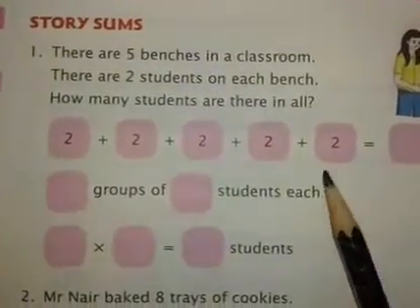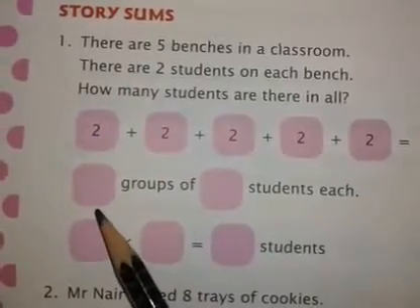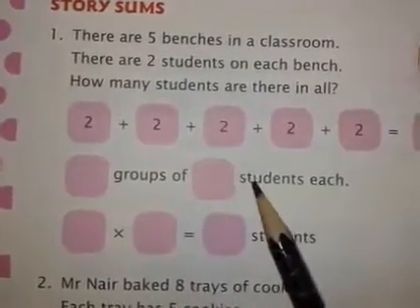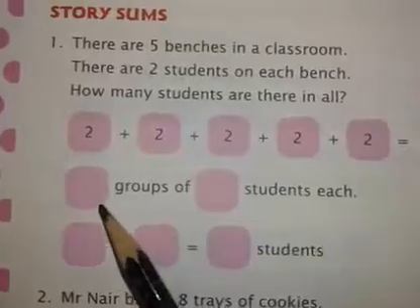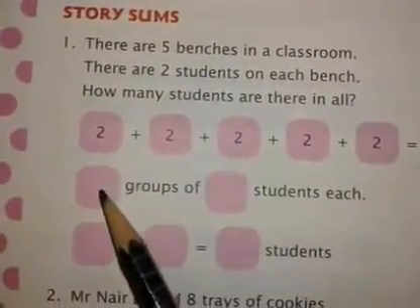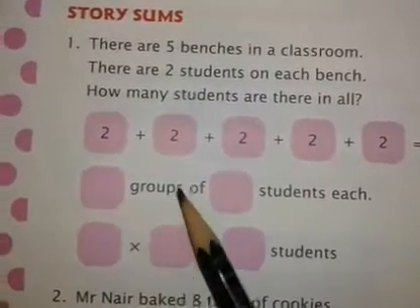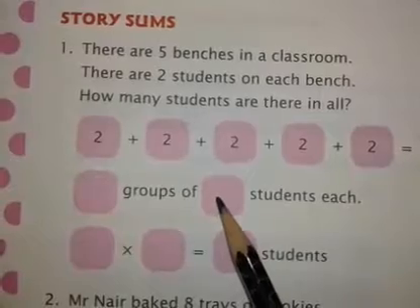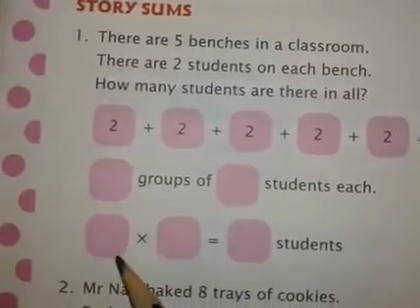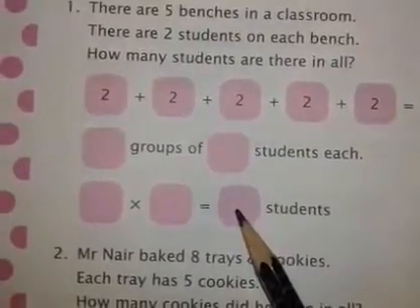Now, to apply multiplication, you have to do it in this way. Dash groups of dash students each. How many groups are there? They are sitting in 5 benches, no? So it will be 5 groups. Over here you will write 5. And in each group there are 2 students. 5 into 2 is equal to, the answer you will write here.